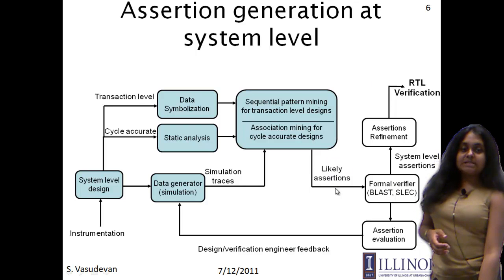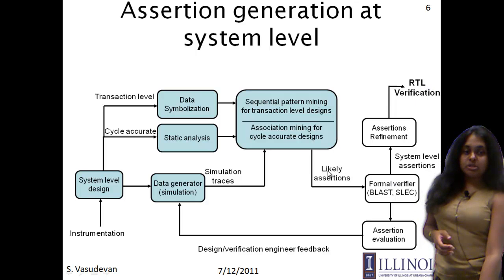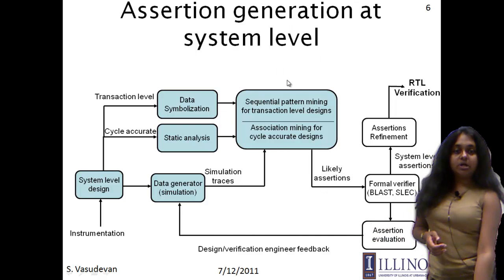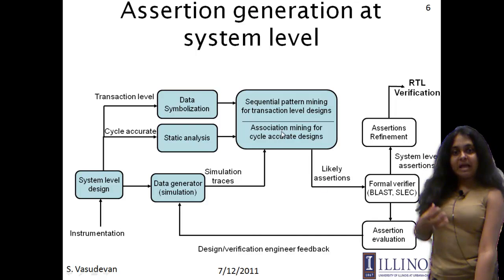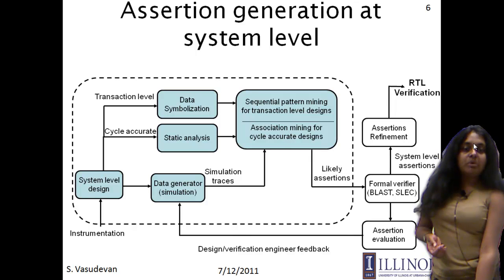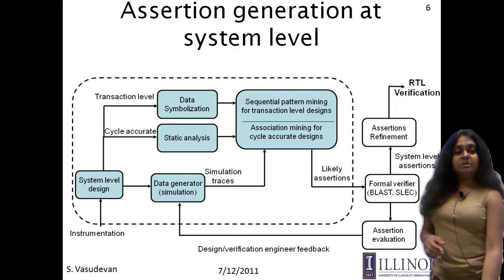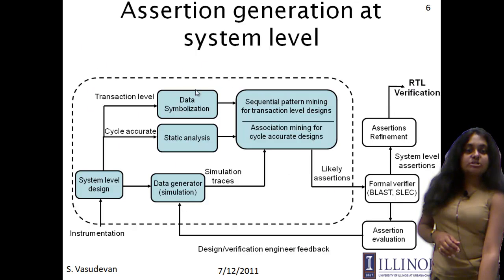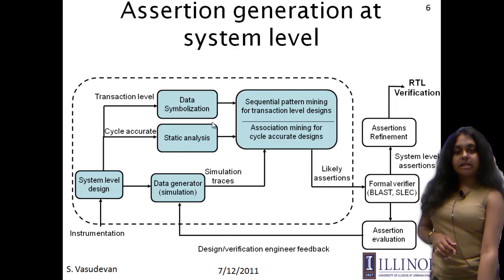Another use case for these assertions is to also refine them and further use them in RTL verification. Any kind of evaluation for these assertions through the designers or verification engineers can then go back into the data mining component of the flow in order to provide feedback and generate better assertions. But in this work, we are not going to talk about the validation of these assertions either by formal techniques or by downstream RTL validation. We are going to restrict ourselves to what is outlined by the dotted line here, and this is what this talk is going to be about.